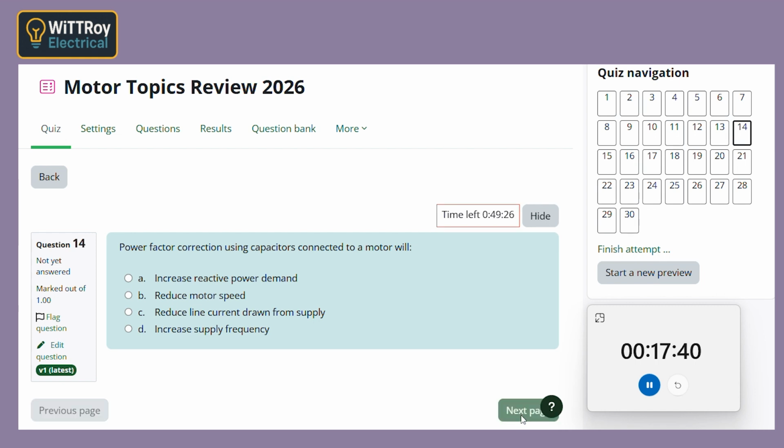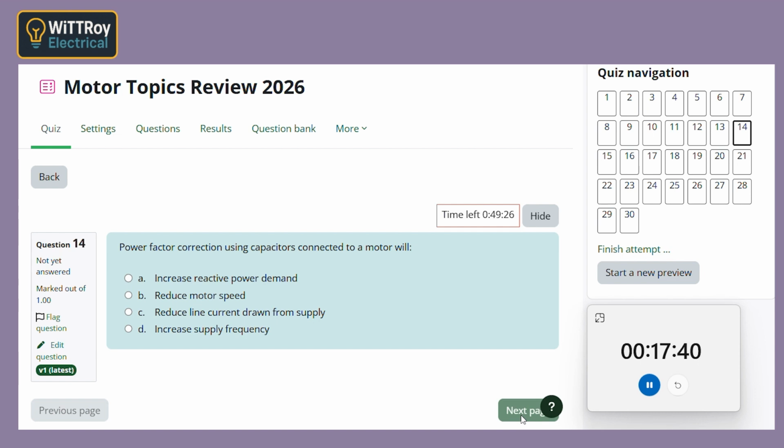Reduce line current drawn from the supply. Yes, that is correct. Now let's go a bit deeper because this is one of those questions people often get right for the wrong reason. Okay. Right. An inductive motor is an inductive load. That means it needs not only real power to do useful work, but also reactive power to establish its magnetic field. Right, so some of the current is not doing useful work, but it is still needed. Exactly. The supply still has to carry that reactive current.